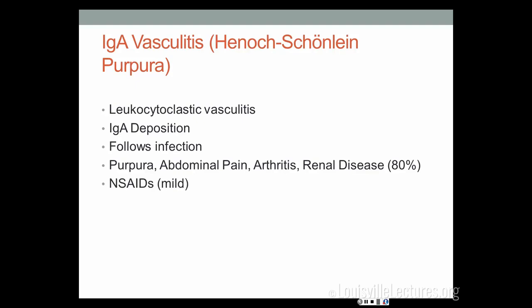Treatment for mild disease, if they just have some arthritis and some abdominal pain, you give them NSAIDs. Generally corticosteroids for more severe disease or corticosteroids for renal disease. If they have bad renal disease, they can get full-blown glomerulonephritis, then you would use cyclophosphamide.